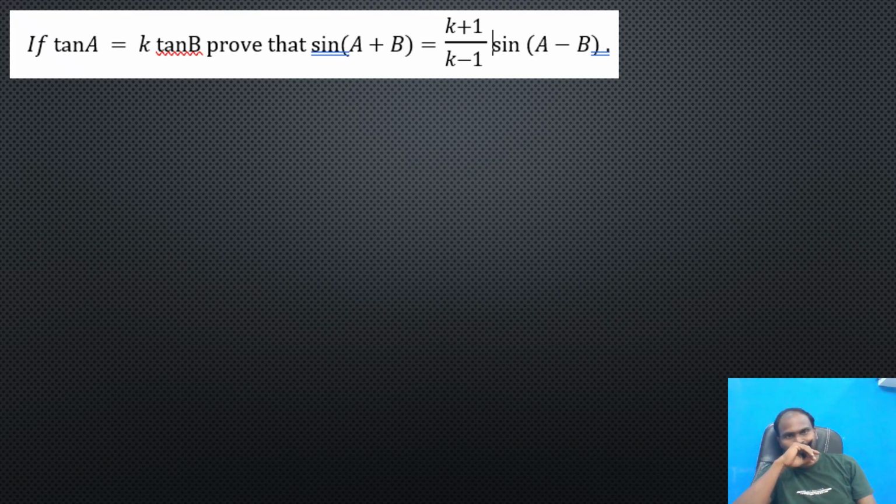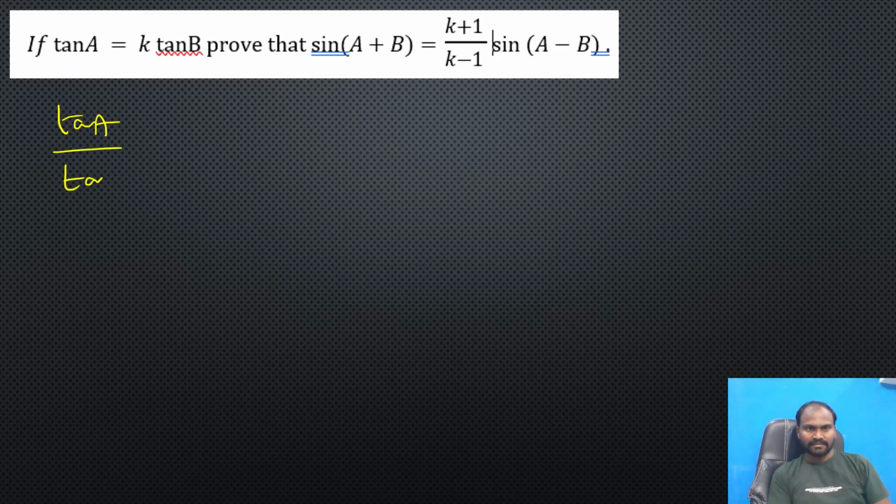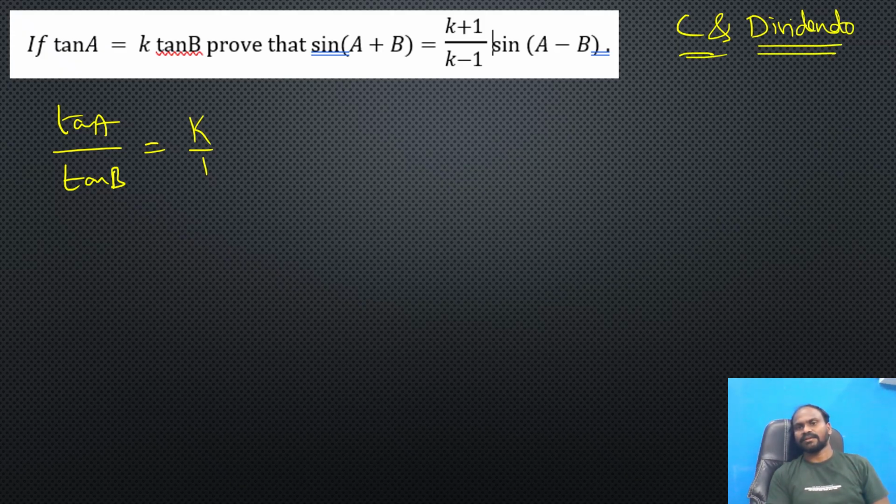Next, look at this. Tan A equals K into tan B. How can we solve this? So you can see that here you have tan A by tan B is equal to K. I can write it as K by 1. And here you should remember one thing: the componendo and dividendo formula. What is this componendo and dividendo, sir? For example, if you have a by b is equal to c by d, then numerator plus denominator by numerator minus denominator is equal to the same on the other side.